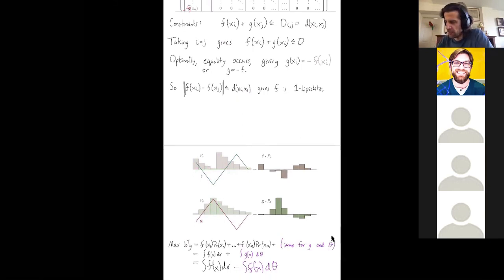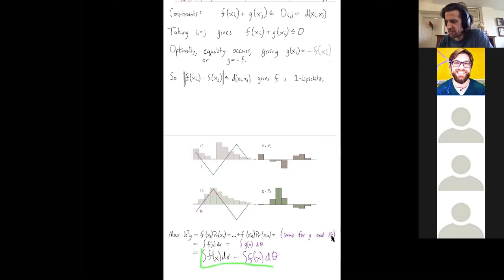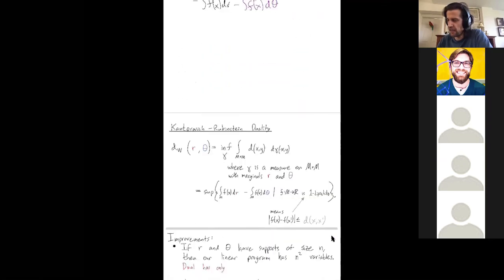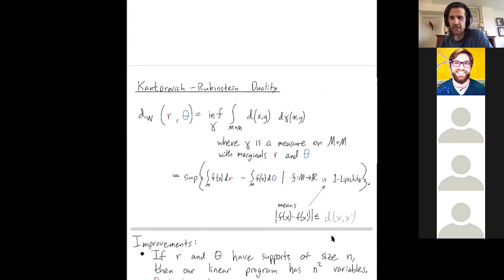All right, so from a high level, what I've given you some intuition for is Kantorovich-Rubinstein duality. This is the integral of f with respect to R minus the integral of f with respect to theta, where f was one Lipschitz. And that is where we started here, okay? The Wasserstein distance is the integral of f with respect to R minus the integral of f with respect to theta, where f is constrained to be one Lipschitz.